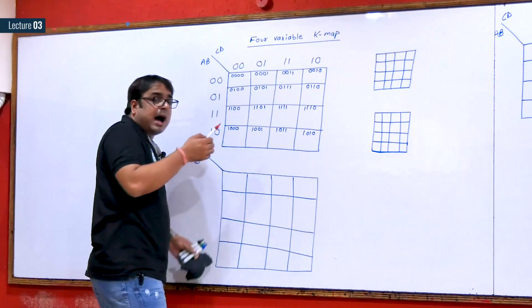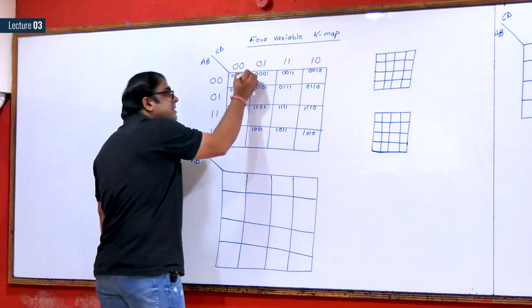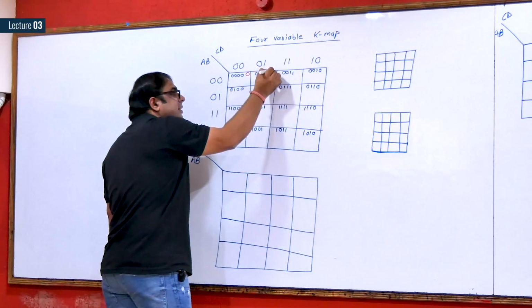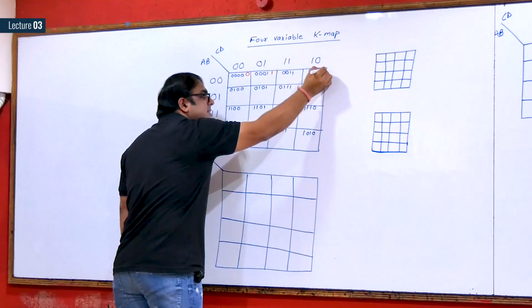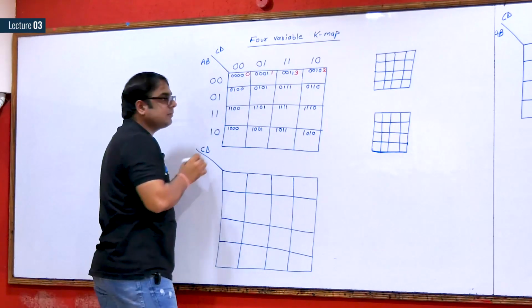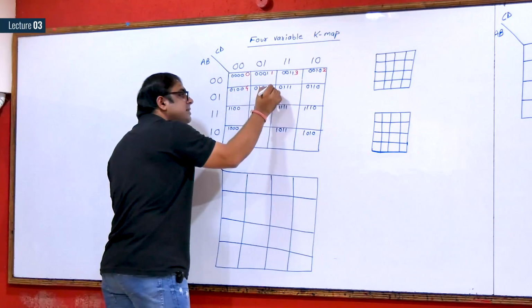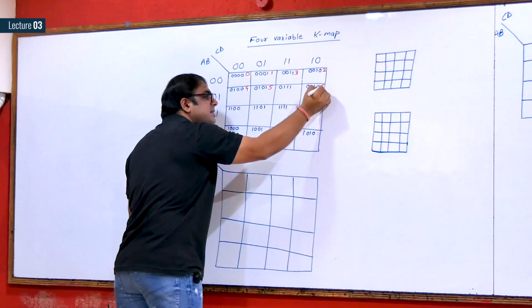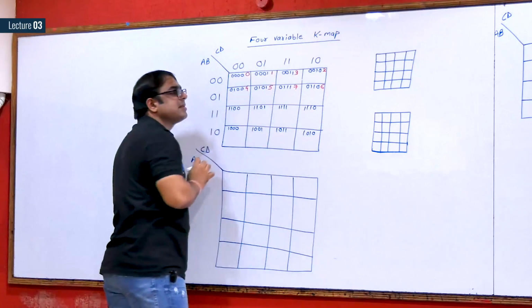Now see how you have to remember. Cell number 0, cell number 1, last one is cell number 2, second last is cell number 3. Cell number 4, cell number 5, last one is cell number 6, this is cell number 7.